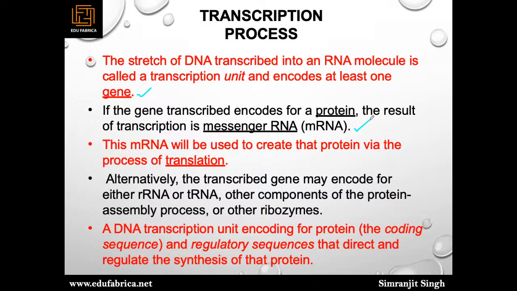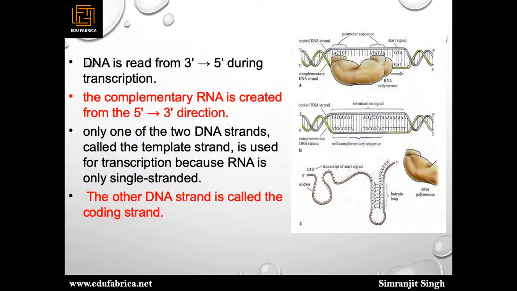So mRNA will be used to create the proteins in the process of translation. DNA transcription units encode the protein and the regulatory sequence that directs and regulates the synthesis of that protein. So here we can see DNA is read in the 3' to 5' direction. But your complementary RNA production will always happen in the 5' to 3' direction. And the RNA polymerase will help us produce your corresponding mRNA. Only one RNA will be produced in this case, because only one template is being used, not two templates.